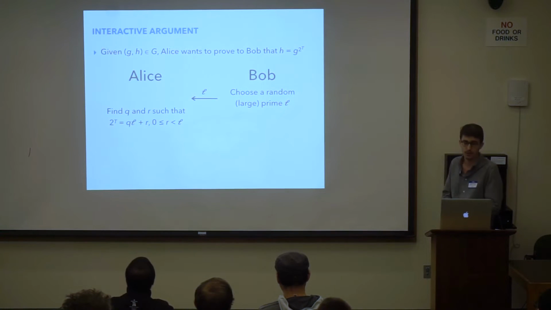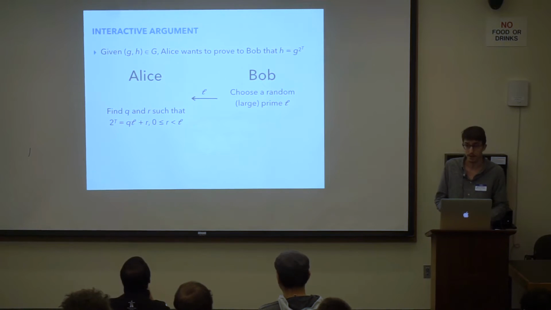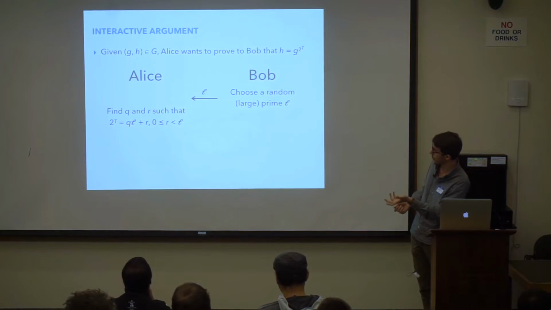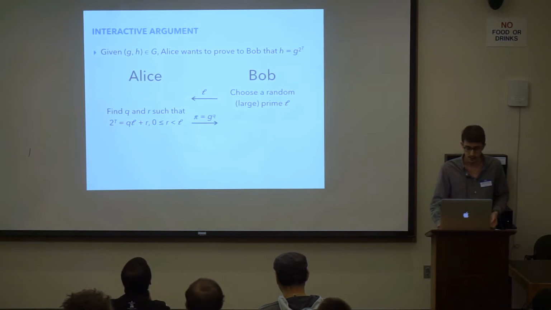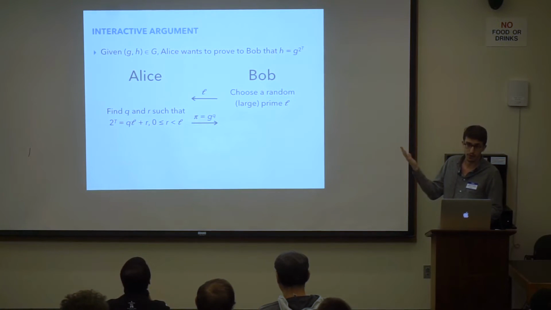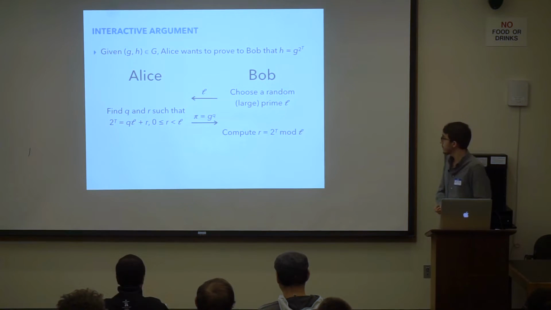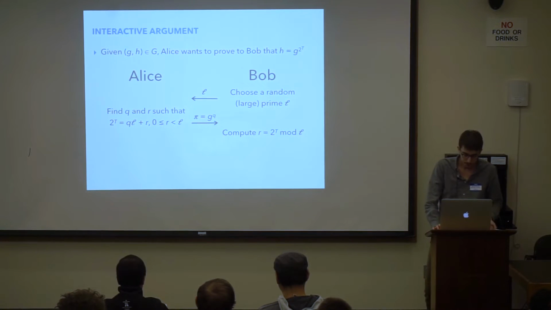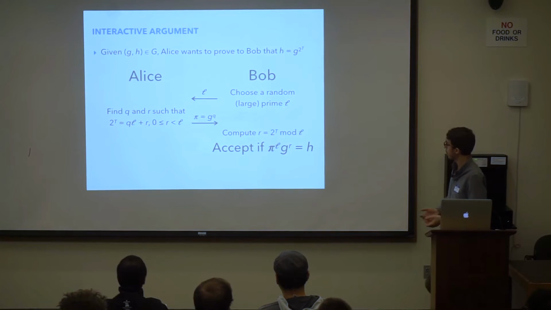Now Alice is going to compute the Euclidean division of 2 to the power t by this random prime L. So you get that 2 to the power t is the quotient q times the random prime L plus some remainder r. And Alice sends to Bob the proof pi, which is the element g raised to the power q, the quotient. Now Bob can easily compute the remainder of this division by L, which is r.